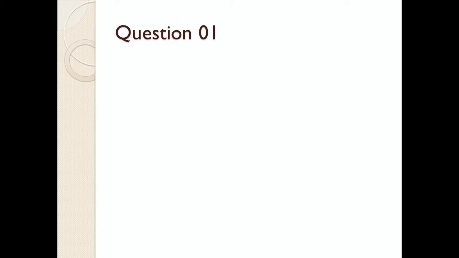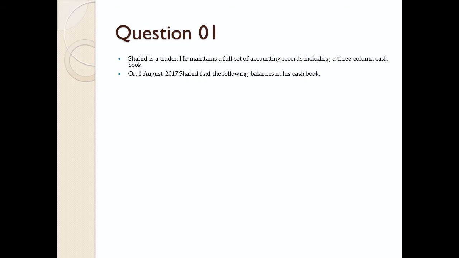So let's see question number one. Shahid, a trader, maintains a full set of accounting records, including a three-column cash book. On 1st August 2017, Shahid had the following balances in his cash book. So, boys, you have become a bookkeeper of Shahid, and you have to record the transactions in Shahid's cash book.